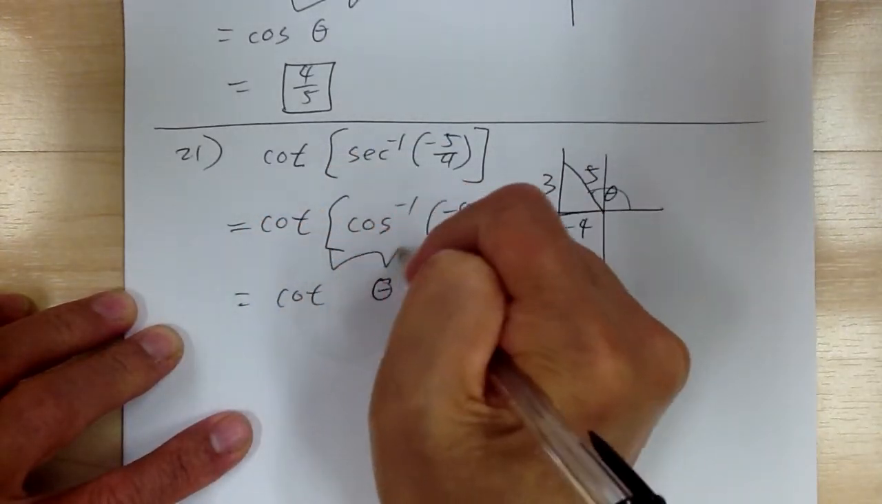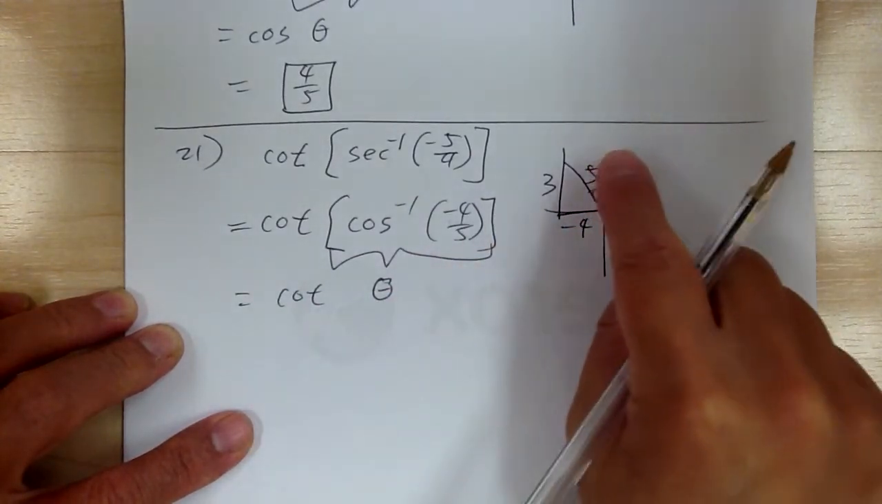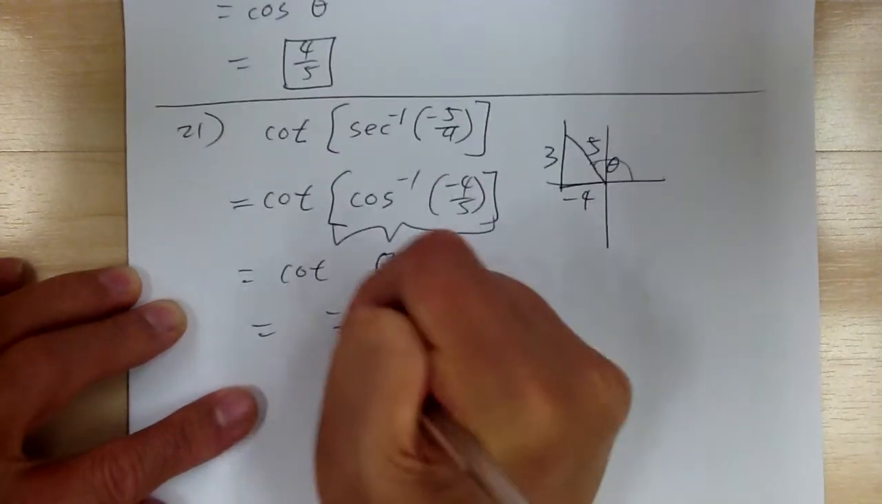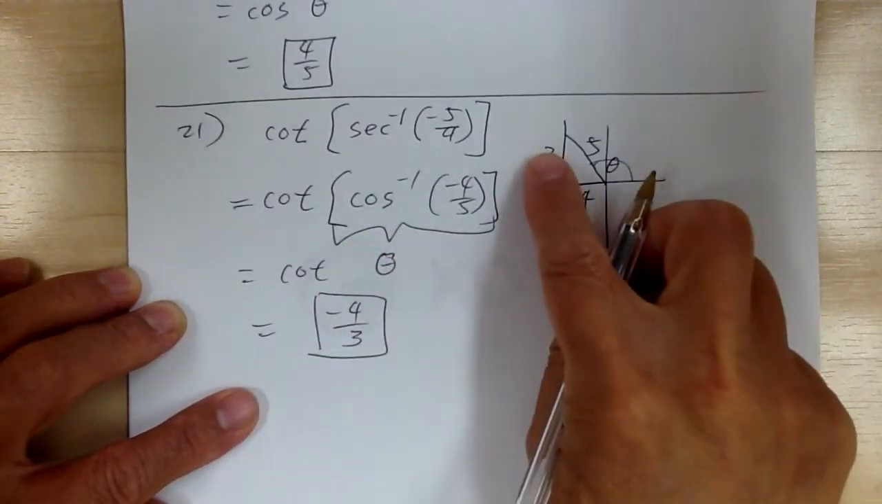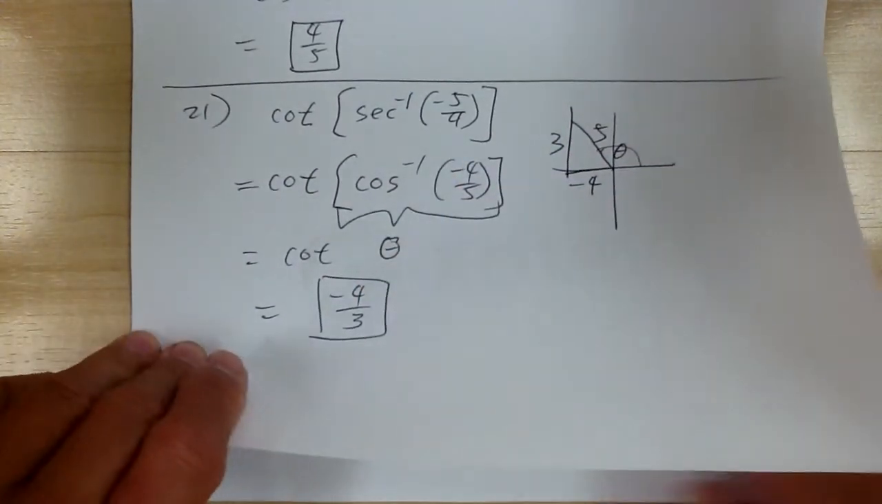Again, the inverse function is an angle. So look at this picture over here. Cotangent is cosine over sine. So this is equal to negative 4 over 3, okay? Cosine over sine. So again, when doing this kind of problem, you've got to show all your work. Do it step by step.